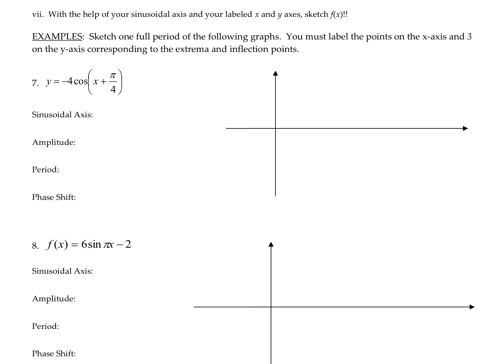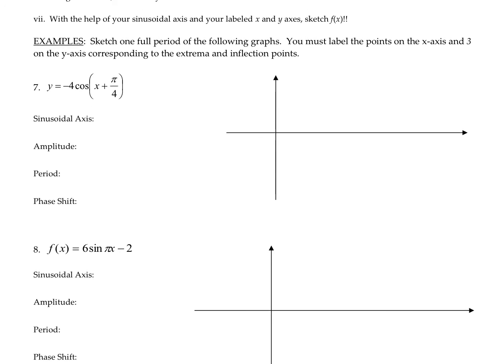So in our first example, we're going to sketch one full period of the following graphs. We want to label our points on our x-axis and on our y-axis, and our corresponding extrema and inflection points. So first, let's fill in all these key details that's underneath my equation. If we're going to graph y equals -4 cosine of x plus pi over 4, the sinusoidal axis is our up or down shift.